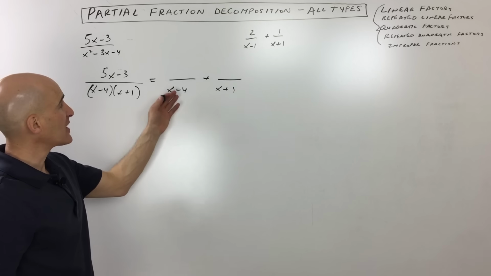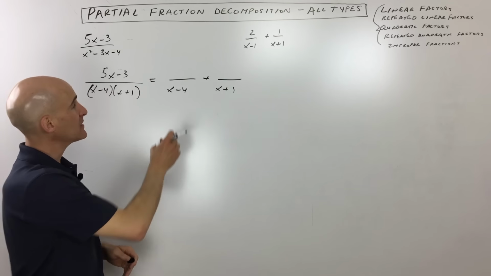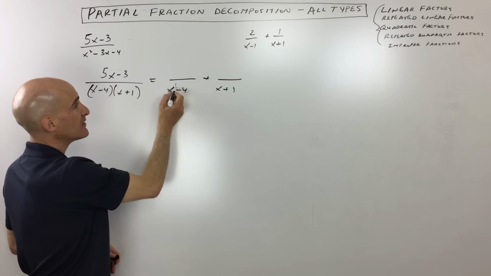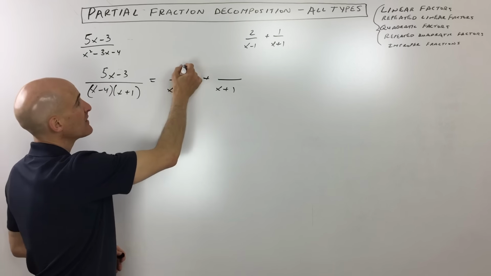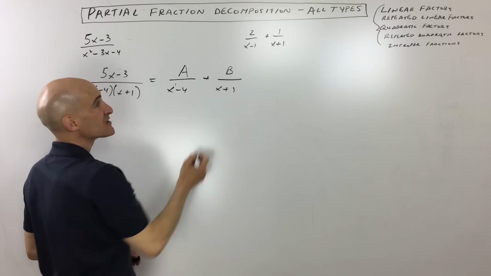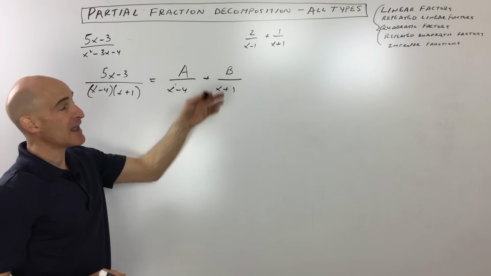Now, we don't want these fractions to be improper, meaning that the degree in the numerator should be lower than the degree in the denominator. See how this is x to the first? That means this must be a constant a. This is x to the first. This must be a constant b. Now, we have to figure out what those a and b values are.